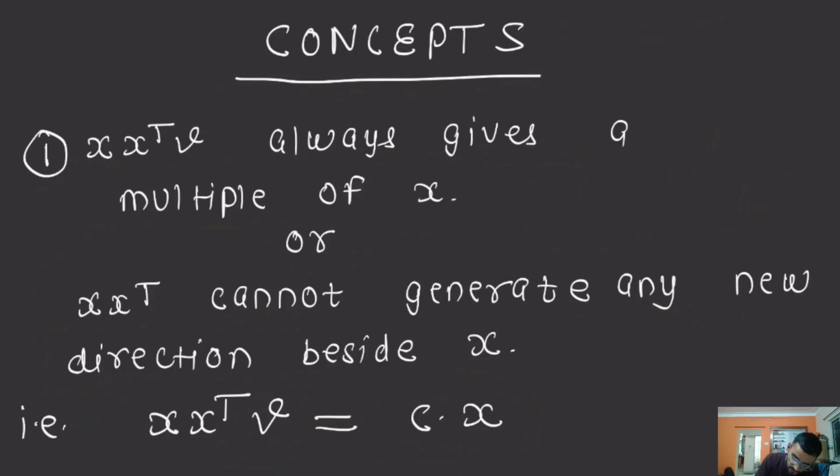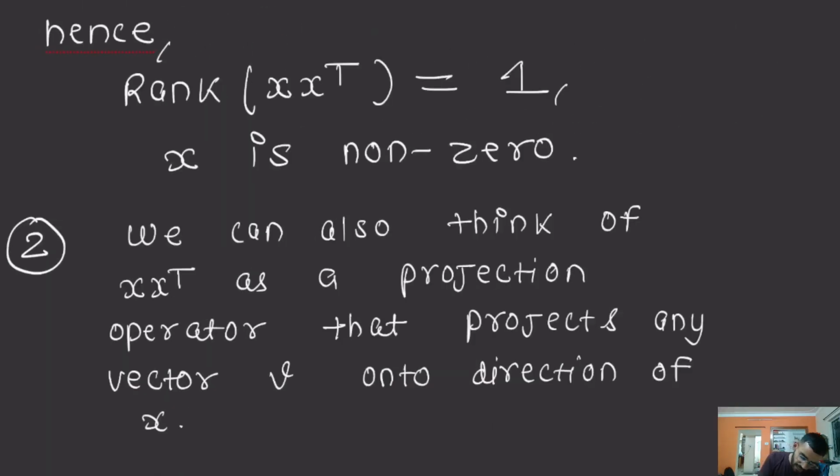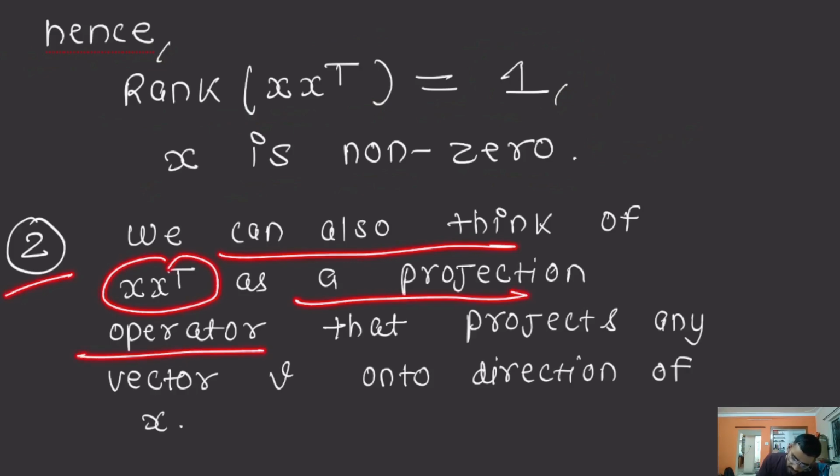Okay, this is the reason why x transpose has rank 1, because it can generate a vector only in the direction of x. That is, it can generate a vector only in a single direction. And as we can say, the rank of x transpose is equal to 1, provided that x is a non-zero vector.